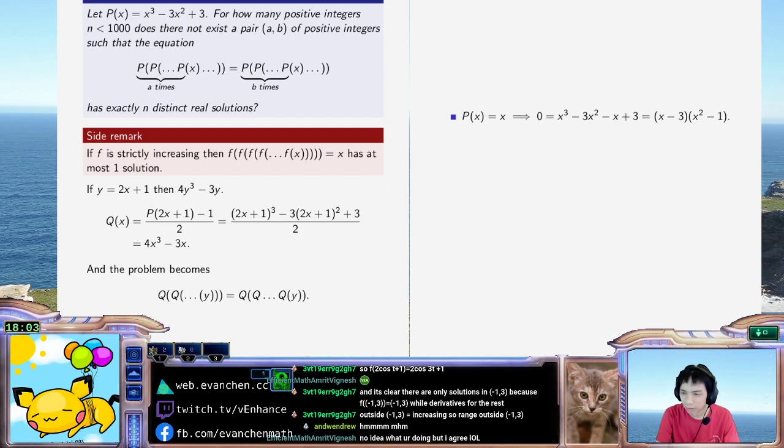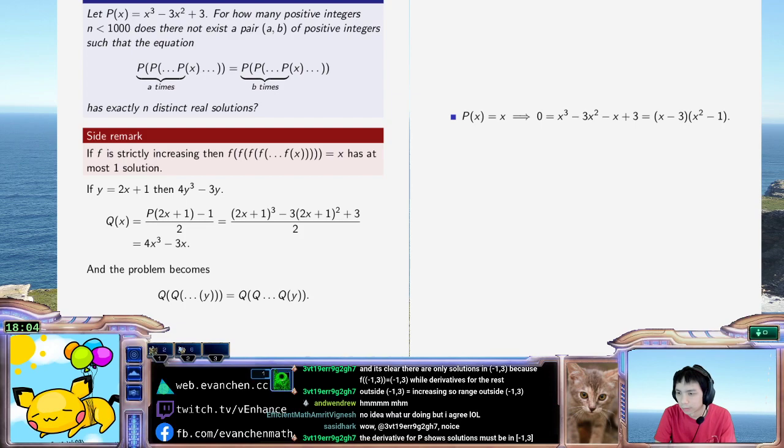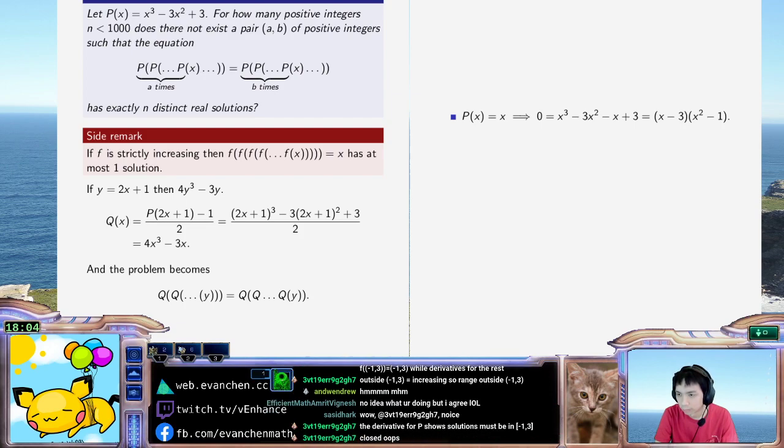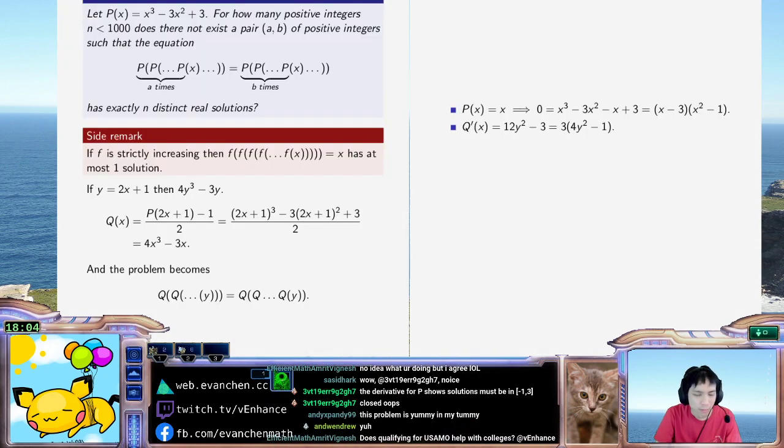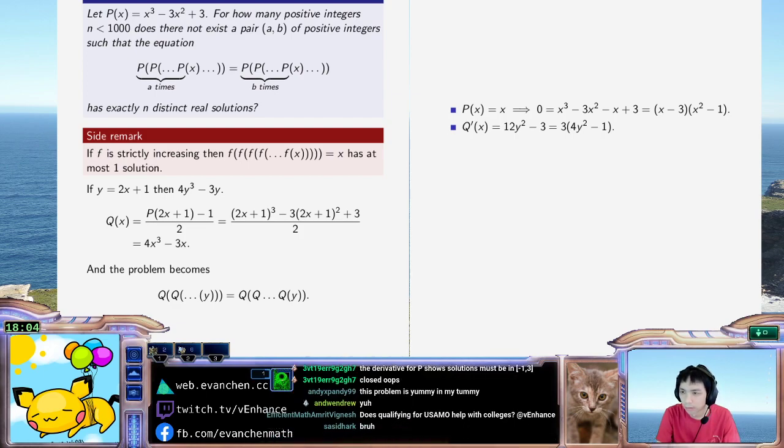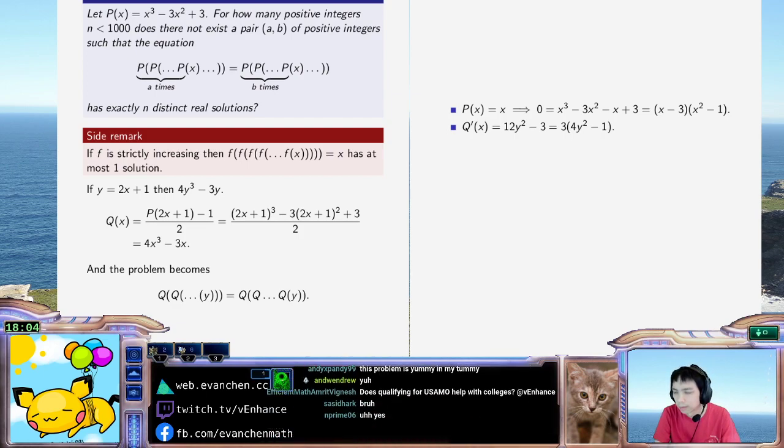Well, we can take the derivative of q, although I guess I had the same idea with p. 8y squared minus 3. No, sorry, 12y squared minus 3, which is... Okay, yeah, I'll just take that then. I think the derivative of p is easier to compute.